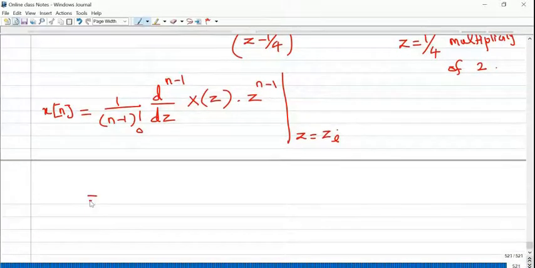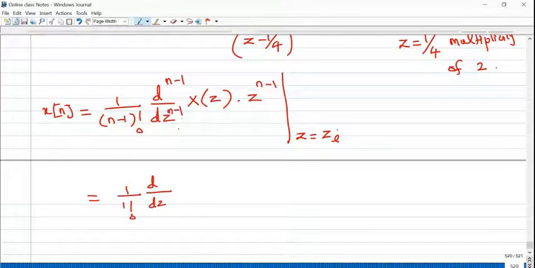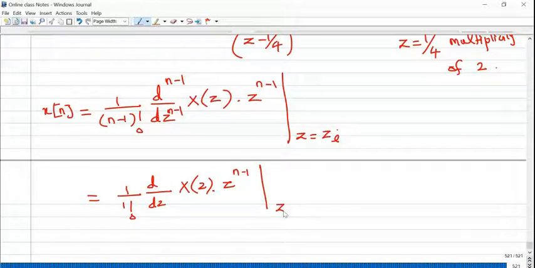So for order 2, 1 divided by 1 factorial, d by dz only, of x of z times z power n minus 1. Finally, we have to substitute z by 1 by 4.